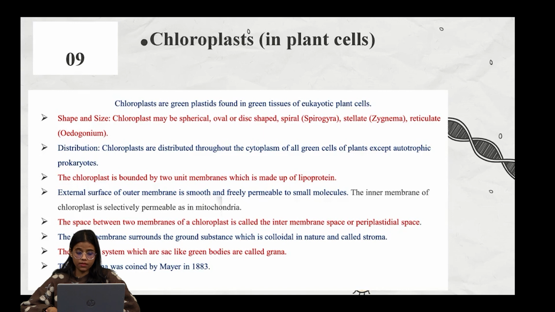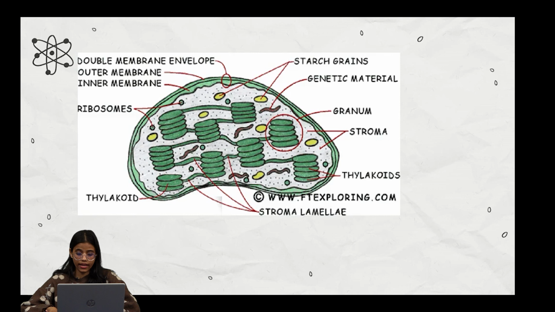The chloroplast is bounded by two unit membranes which are made up of lipoprotein. The external surface of the outer membrane is smooth and freely permeable to small molecules. The inner membrane of the chloroplast is selectively permeable, as in mitochondria. The space between the two membranes of the chloroplast is called the intermembrane space, and the inner membrane surrounds the ground substance which is colloidal in nature and called stroma. The lamellar system, which are sac-like green bodies, are called grana. The term grana was coined by Meyer in 1883. This is the diagram of it.